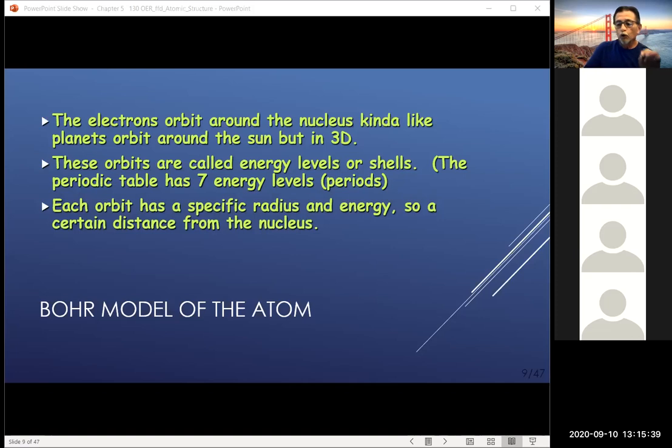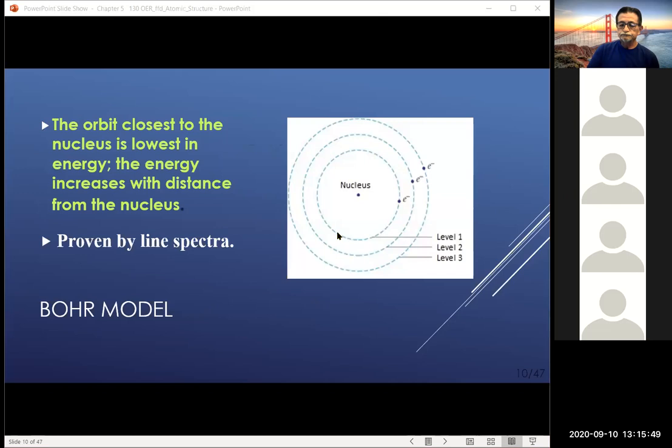Okay. Every orbit has a specific radius and energy, and hence a radius as the distance away from the nucleus. We can denote this by this particular diagram where we have the nucleus in the center, and these dotted lines represent the different energy levels. Here we only denote 3, but there are 7, okay? 7 energy levels. Not all of them are occupied. What is occupied depends on which element we're looking at in the periodic table.